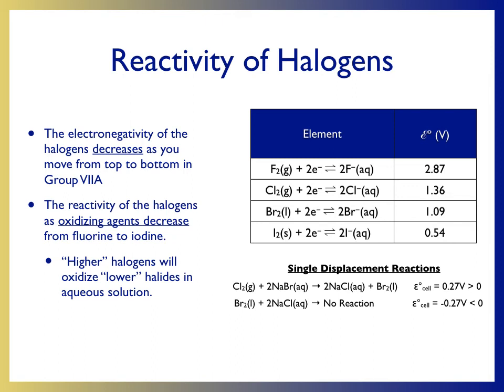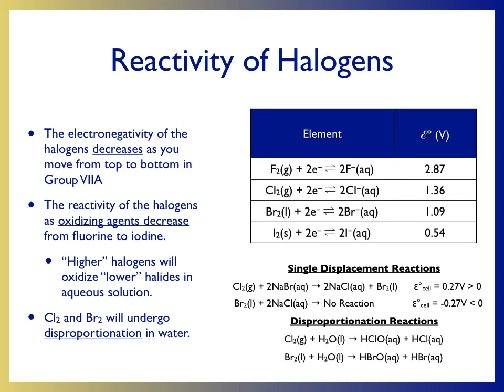The second type of redox reaction that some of the halogens undergo are disproportionation reactions. Disproportionation is a fancy word for an element being oxidized and reduced within the same reaction. Only chlorine and bromine are found to undergo these types of reactions with water. And here are those reactions. They're very similar.